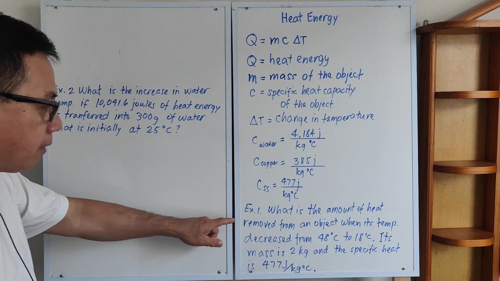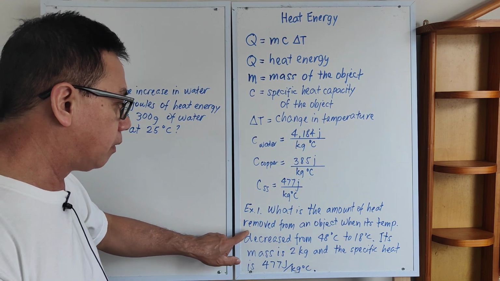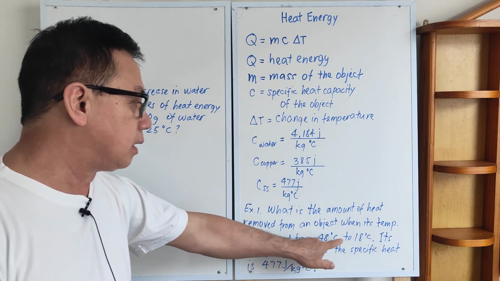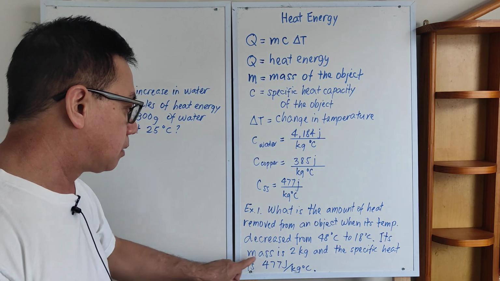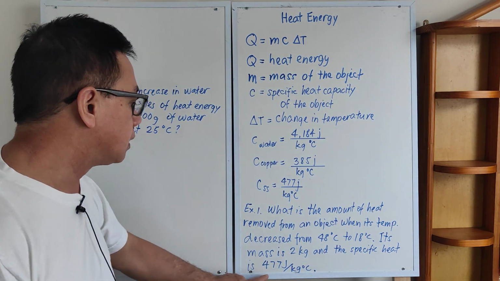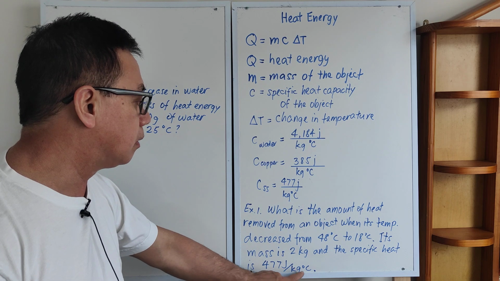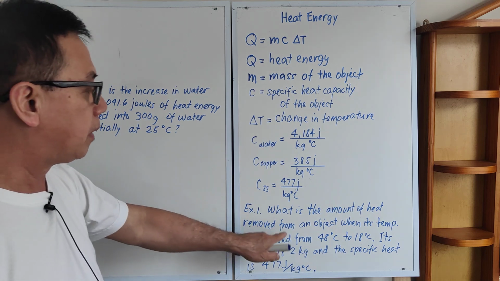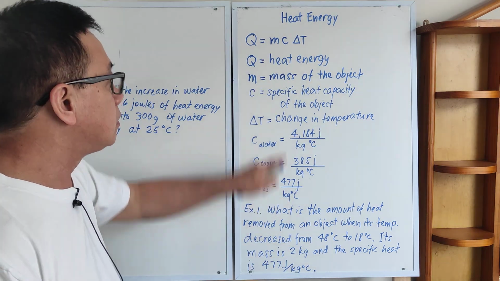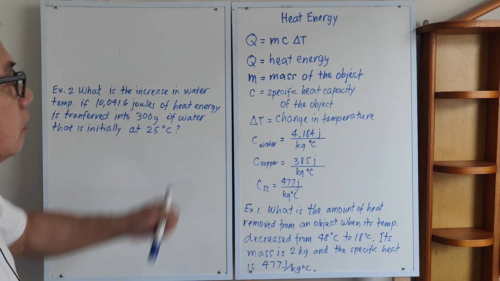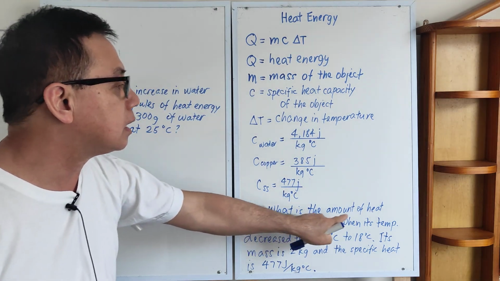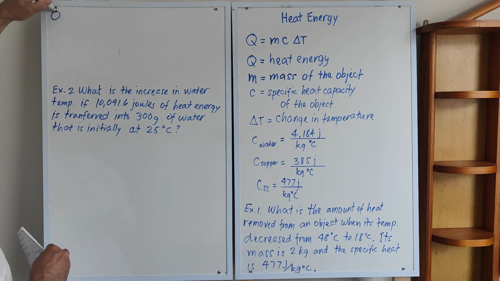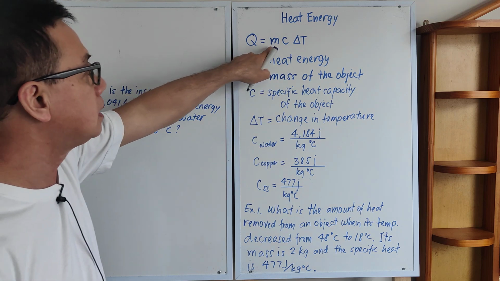So example 1: what is the amount of heat removed from an object when its temperature is decreased from 48 degrees to 18 degrees centigrade? Its mass is 2 kilograms and the specific heat capacity is 477 joules per kilogram per degree centigrade. So we will just apply all the values into our formula. Q is the amount of heat, which is unknown.